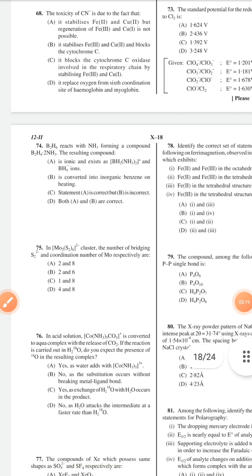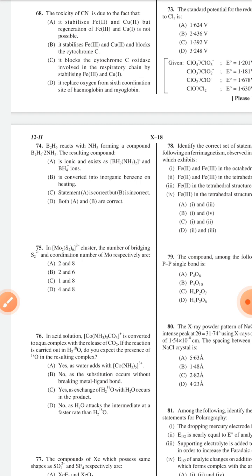Next, 74. B2H6 reacts with ammonia forming a compound B2H6.2NH3. The resulting compound is: option A, ionic and exists as [BH2(NH3)2]+ and BH4-, and option B, converted into inorganic benzene on heating. Okay, here the correct option is option D. A and B both are correct.